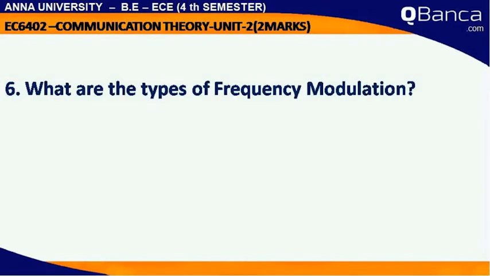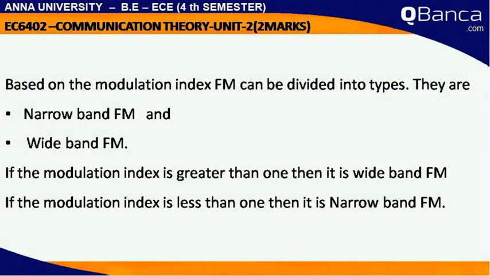What are the types of frequency modulation? Based on the modulation index, FM can be divided into two types. They are narrowband FM and wideband FM. If the modulation index is greater than 1, then it is wideband FM, and if the modulation index is less than 1, then it is narrowband FM.